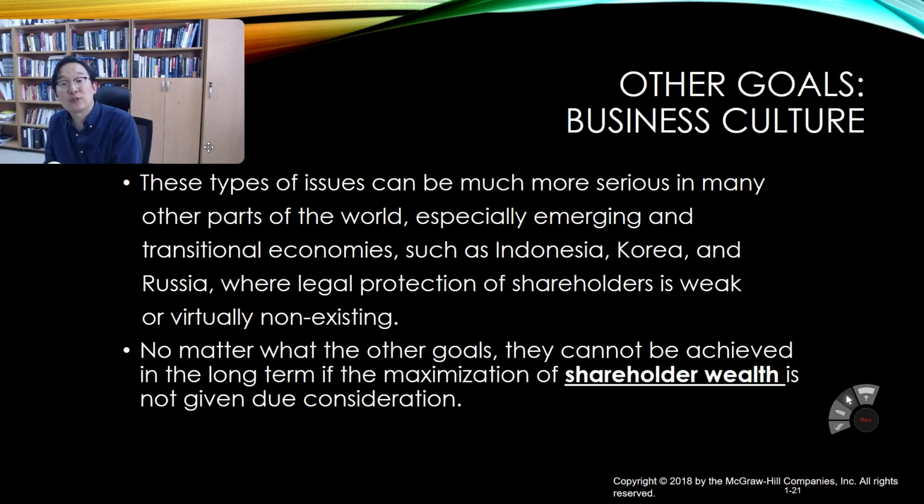That's a source of the Korea discount. No matter what the other goals, these cannot be achieved in the long term if the maximization of shareholder wealth is not given due consideration. So shareholder rights protection is very important, but it varies a lot across different countries.